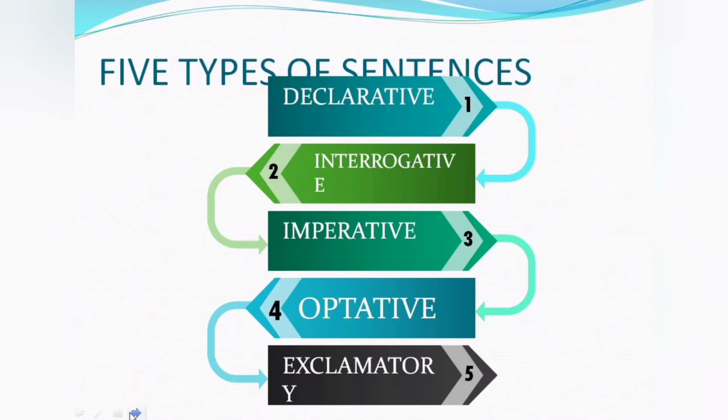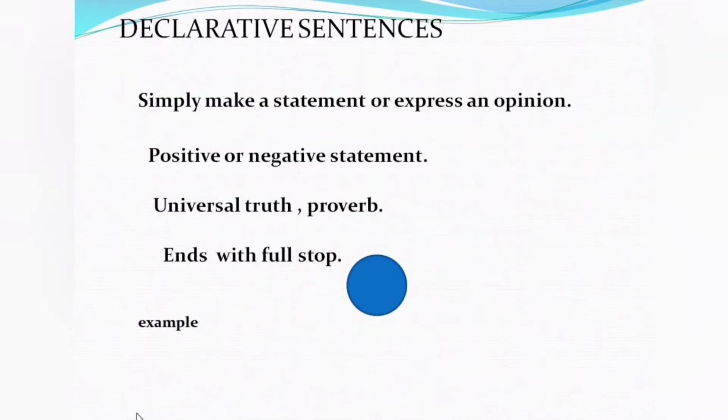First we are going to study declarative sentences. What is meant by declarative sentences? Declarative sentenceனா என்ன அப்படின்னா செய்தி வாக்கியம். ஒரு வாக்கியத்தை செய்தியா நம்ம சொல்றது தான் செய்தி வாக்கியம். Simply make a statement or express an opinion. சிம்பிளா ஒரு சென்டென்ஸ் சொல்றோம் அப்படின்னு சொன்னா, the child is going to school, he is going to the church. These are simply make a sentence.